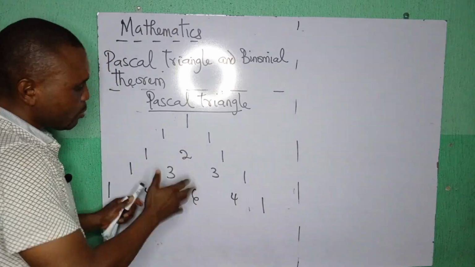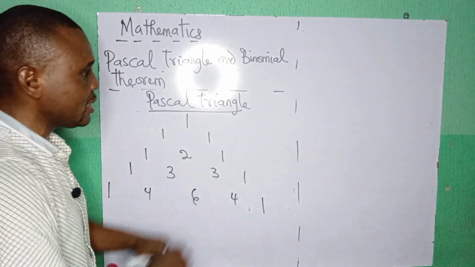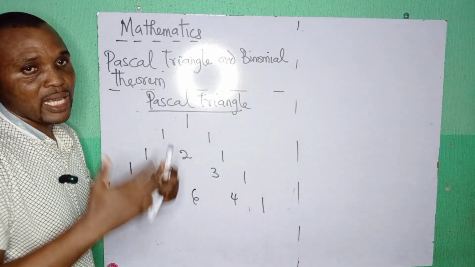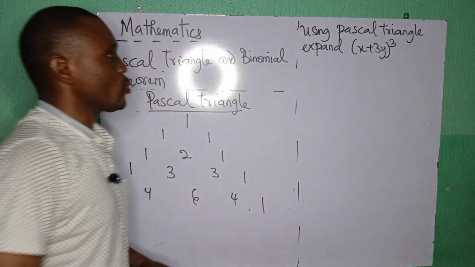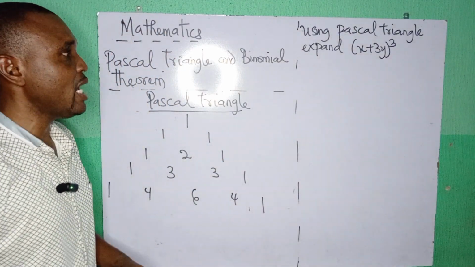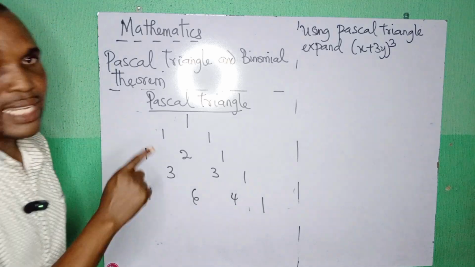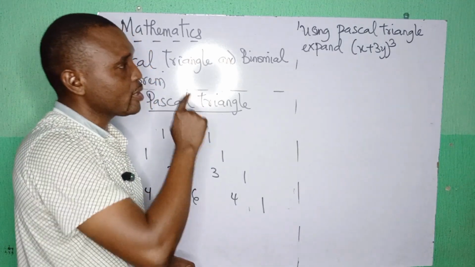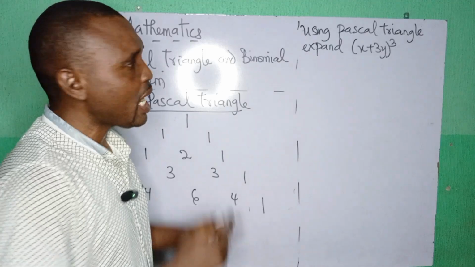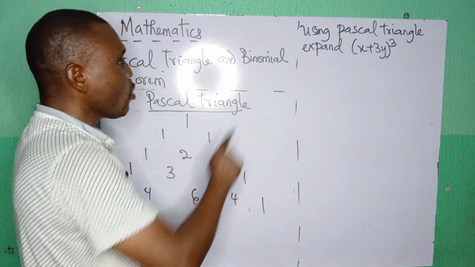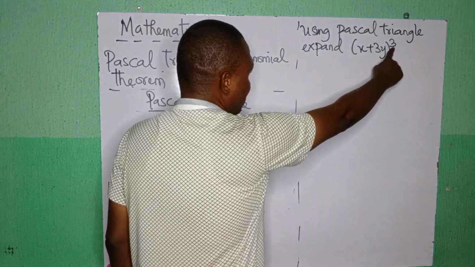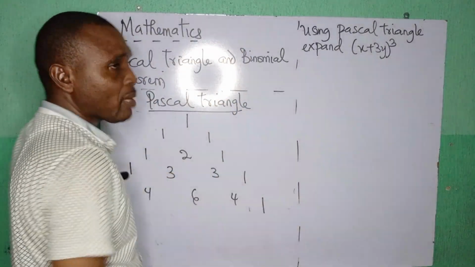Now, how do we use Pascal triangle to expand values that are having a higher power? Let's say a question. Look at this question. Using Pascal's triangle, expand bracket open x plus 3y bracket close raised to the power of 3. How do we use Pascal triangle to expand this? The first thing here is this. Watch out for the power. The power here is 3. So how do I get the power here?